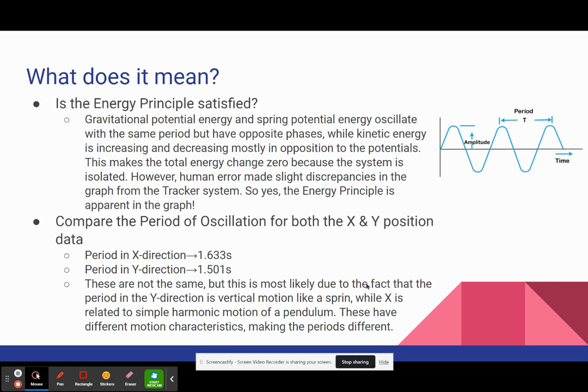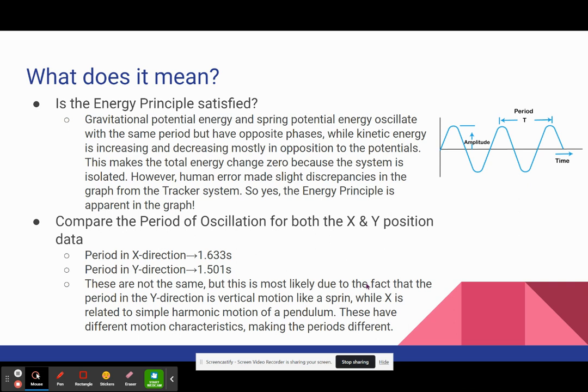So now we're on to the analysis. What does it mean? Is the energy principle satisfied? So gravitational potential energy and spring potential energy oscillate within the same period, but they have opposite phases. As you can see, what a phase is on the right, while kinetic energy is increasing and decreasing mostly in opposition to the potentials, but due to some error, it kind of is all over the place.